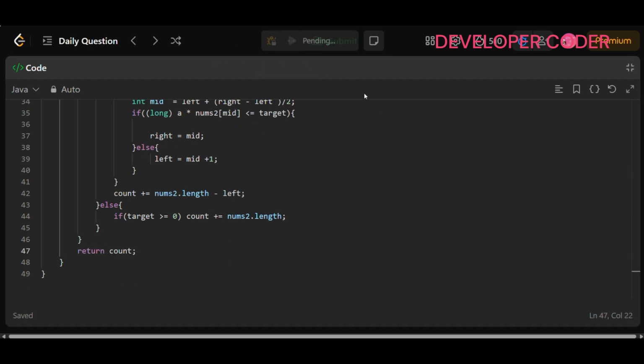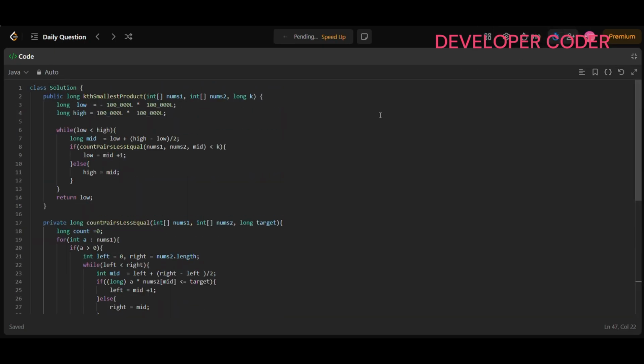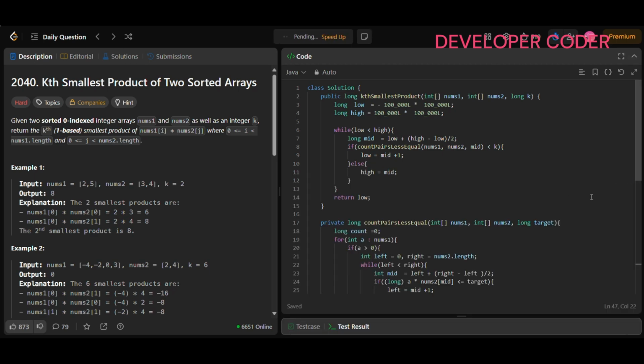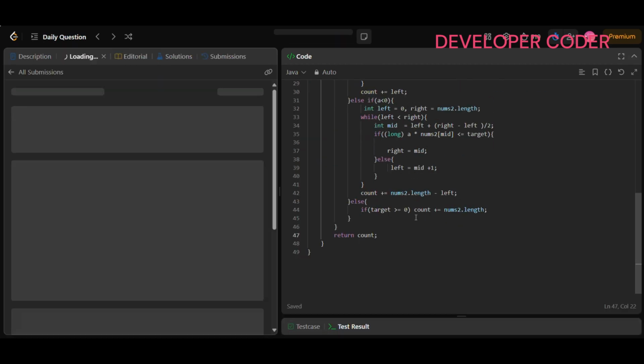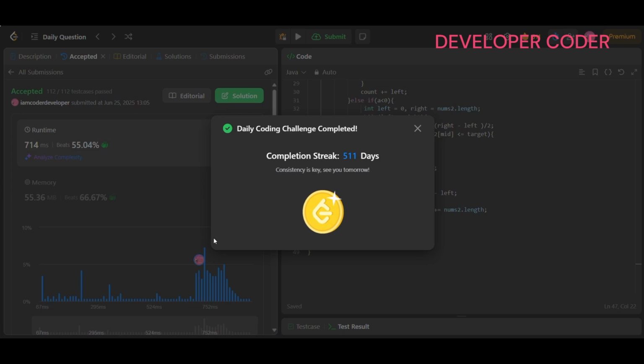So now let's run the code and see if there are any issues, we'll try to fix that. The test case has been accepted, now let's submit it. See, our solution is accepted, right?